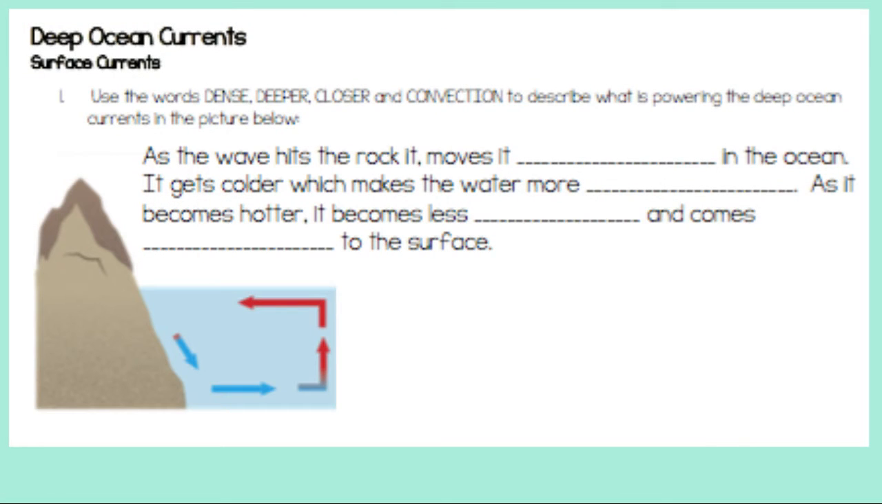Moving on, so now turn the page. We're going to do some deep ocean currents. And it says, use the words dense, deeper, closer, and convection to describe what is powering the deep ocean currents in the picture below. What I want you to do is, and I really like that it's in color here, because it's really difficult to see and do this without the color.